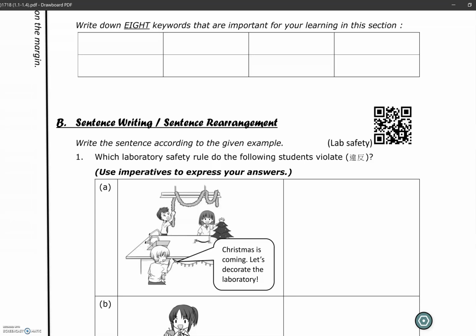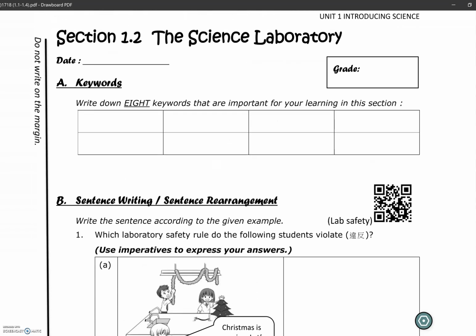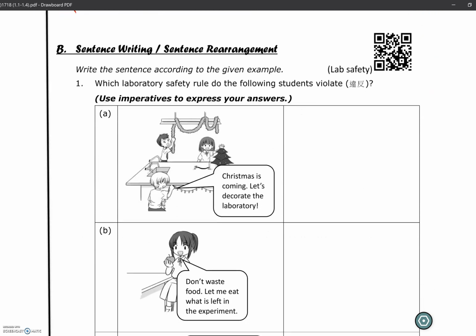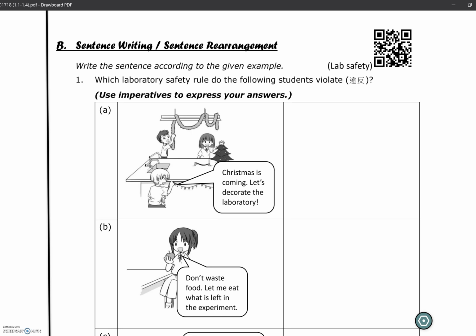Okay, today this video is going to talk about the corrections of 1.2. You must fill in the keywords for what you have learned in this section. And the first part will be sentence writing.